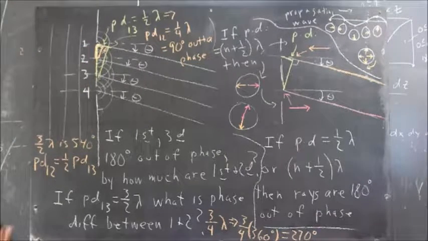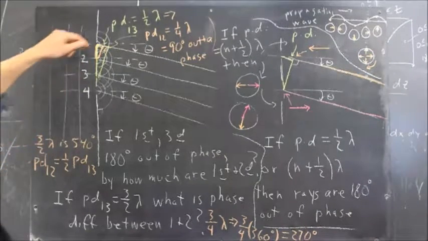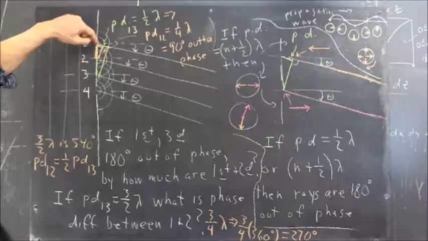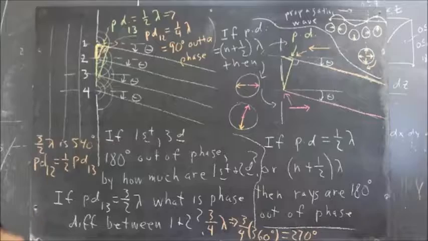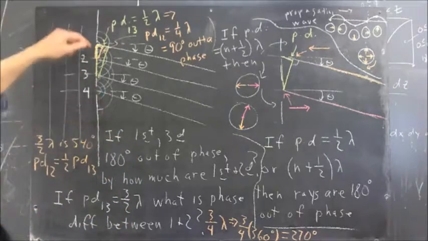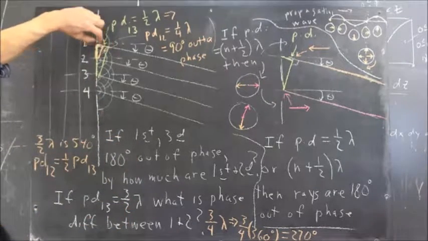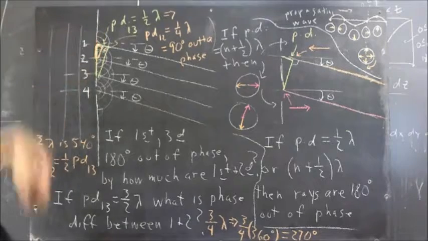And the answer is, well, you should have paused and thought about it. We draw the triangle between 1 and 2. We see that we have half the path difference. The wavelength is still the same, so if the path difference here is half a wavelength, the path difference here is a quarter of a wavelength.